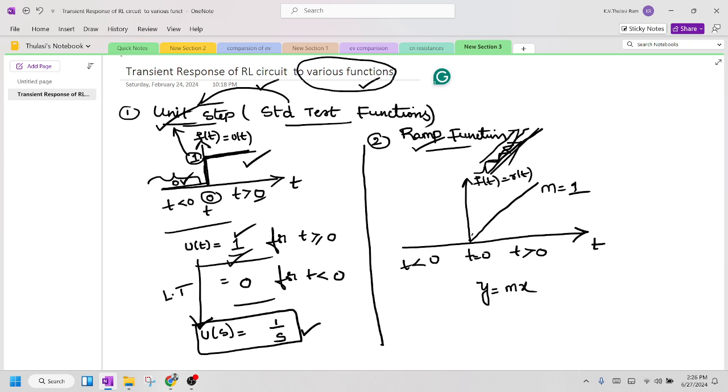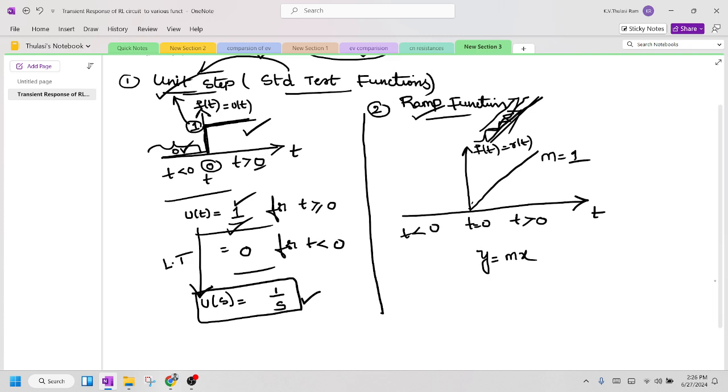Y equal to mx form. When y equal to mx, what is the y-axis you are going to have? So y-axis is f of t, m value is 1, and x-axis is t. So f of t equal to t. So this is the function defined, f of t equal to t, or r of t equal to t.